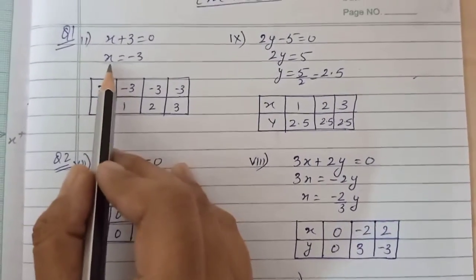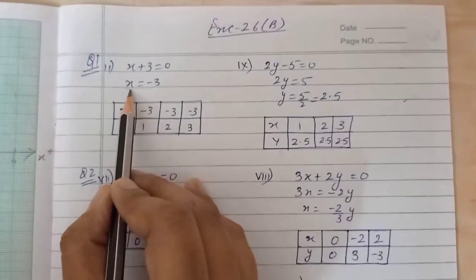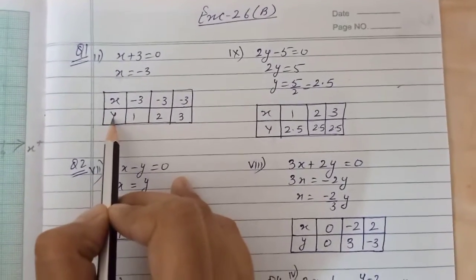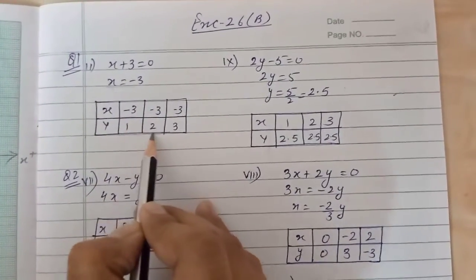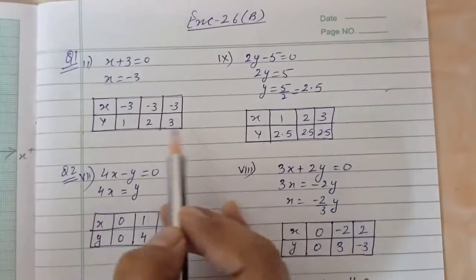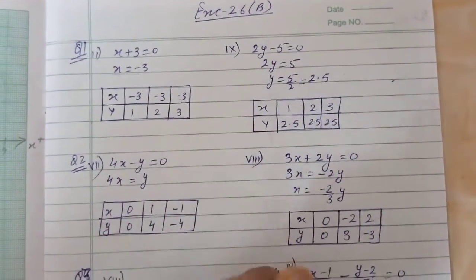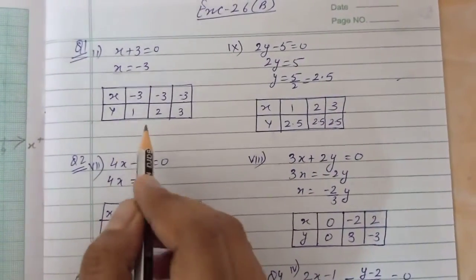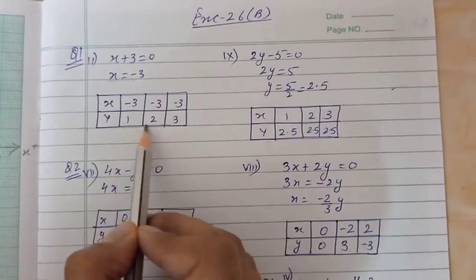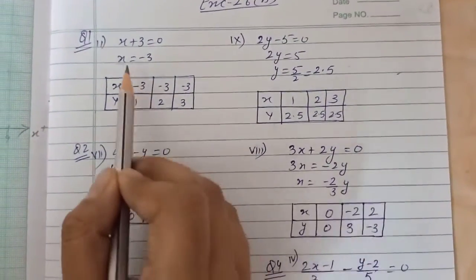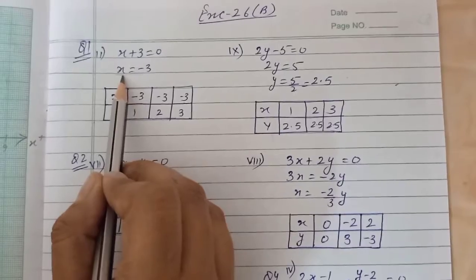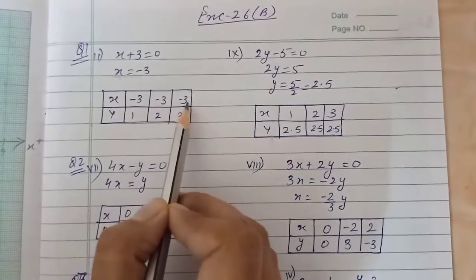See children, in this case, x is what? Dependent variable, y is independent. So you can take any value of y, 1, 2, 3 or any value 4, 5, 6, whatever you want, but try to take as short as values. Clear? So I took the value of y, different values, and you can see here whatever the value of y may be, x will remain minus 3 only.